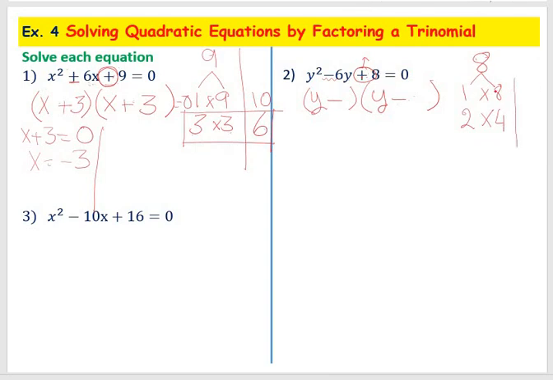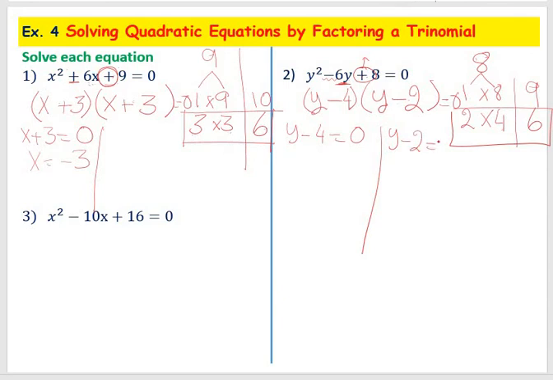Here I will get 1 plus 8 is 9, and 2 plus 4 is 6. I look here, I will see that I have the 6. So I'm going to use this part. Here I'm going to put the 4, and here I'm going to put the 2. And all of this is equal to 0. So I have two solutions. I have y minus 4 equal to 0, and I have y minus 2 equal to 0. Then y equals 0 plus 4, which is 4. And here y equals 0 plus 2, which is 2. These are my two solutions.